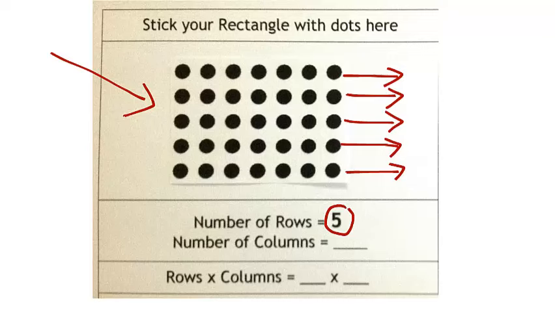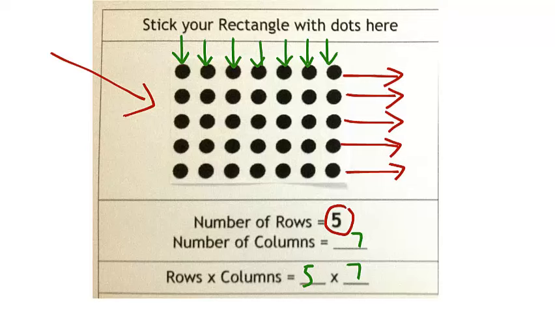To find the number of columns, count the vertical lines of dots you have. So you have 7 columns. The total number of dots is given by rows into columns. So we have 5 rows into 7 columns, that is 35 dots.